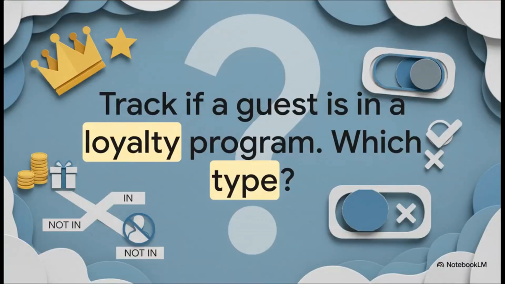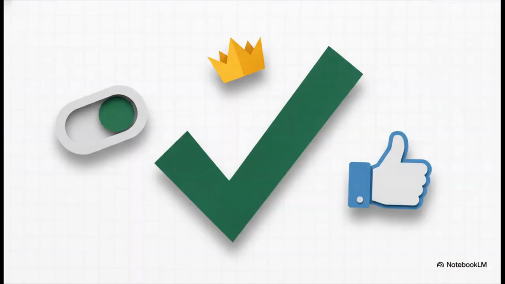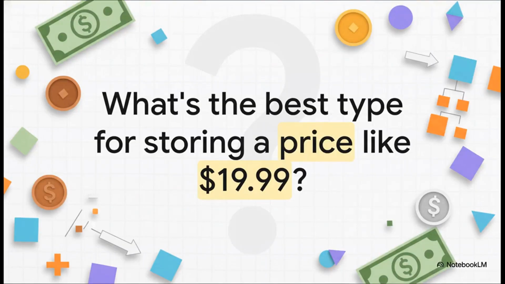Ready? Okay, first one. You're building an app and you need to track whether a customer is in your loyalty program or not. They either are or they aren't. What's the best data type for that? Of course, it's a Boolean. It is the textbook definition of a true/false, yes/no situation. This is exactly what Booleans were invented for. Simple and super efficient.